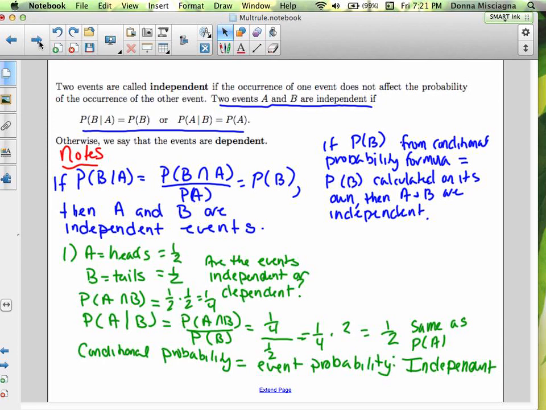So since the probability of A given B is exactly the same as the probability of A, since the conditional probability equals the event probability, these are independent events. Absolutely independent events. Now let's look at an example of dependent events. Got this one in your notes? It didn't take that long, did it? If not, just pause me for a second.